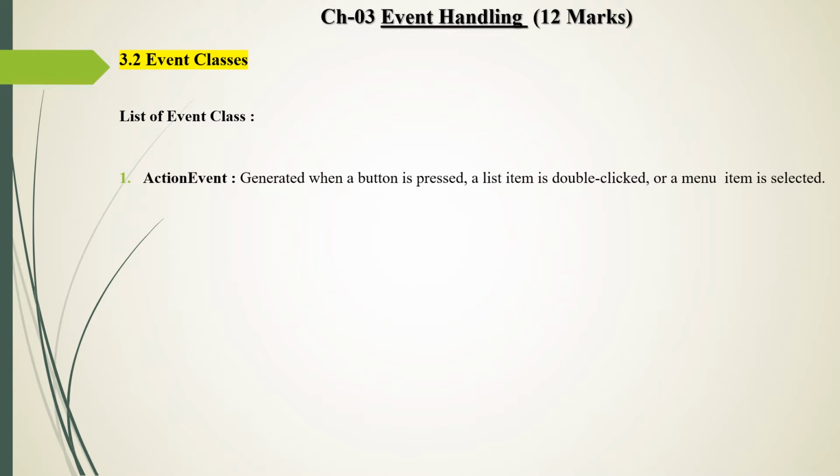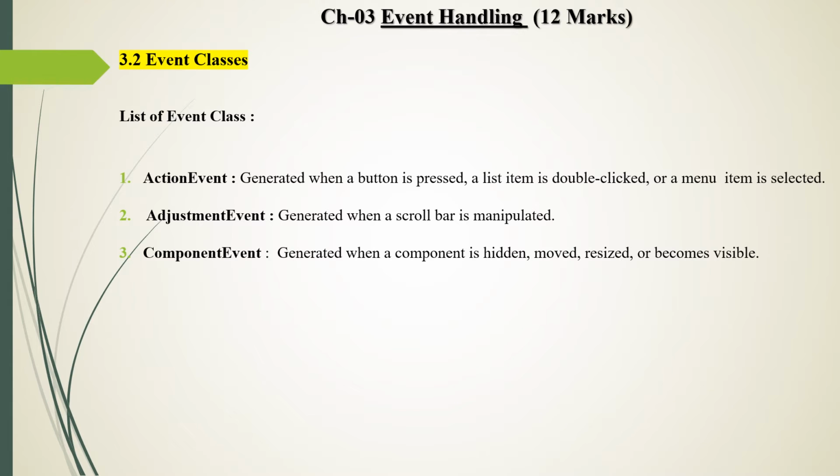The action event is generated when a button is pressed, or a list item is double clicked, or a menu item is selected. So these three are the reasons or sources of the action event. Second event class is adjustment event class. Adjustment event is generated when a scroll bar is manipulated. So scroll bar generates the adjustment event.